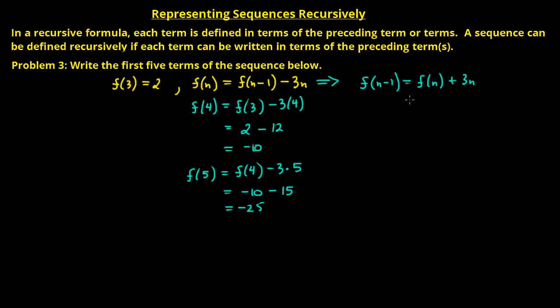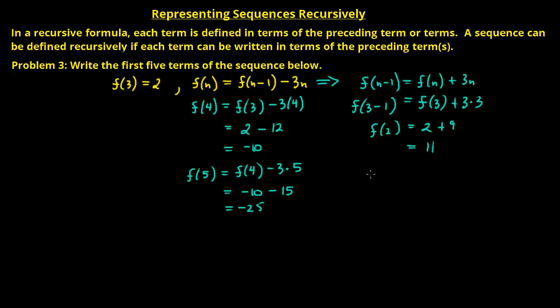So let's see here. Well, if I plugged in 3 for n, I would get f of 3 minus 1 is equal to f of 3 plus 3 times 3. f of 3 was 2, and 3 times 3 is 9. And 3 minus 1 is 2, so I have that f of 2 is equal to 2 plus 9, which is equal to 11.